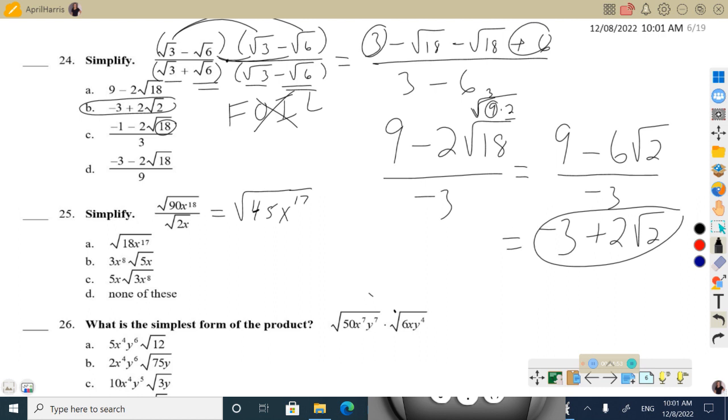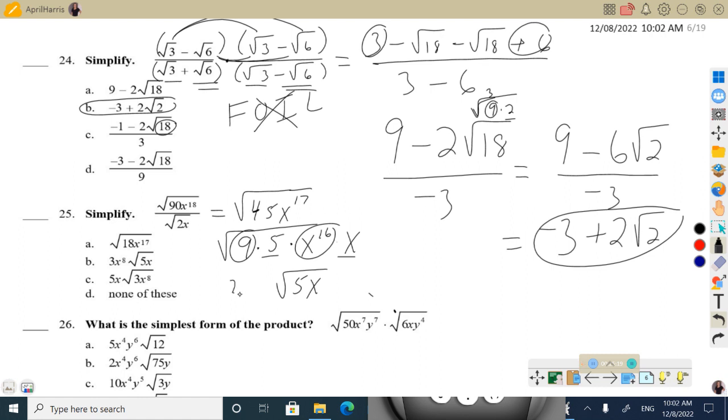Okay? Now, I need to see what perfect square goes into 45. 9. 9 times 5. That's a perfect square. That's not. X to the 17th is not a perfect square, so I want to break it down as what? X to the 16th times x. Very good. That's a perfect square. That's not. So I should be left with 5x under the radical.